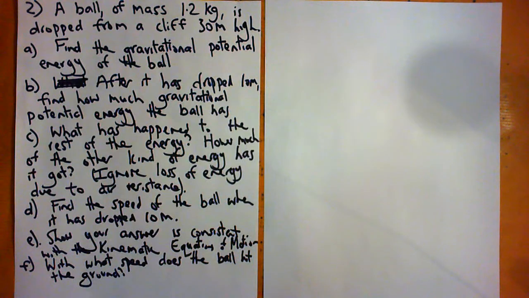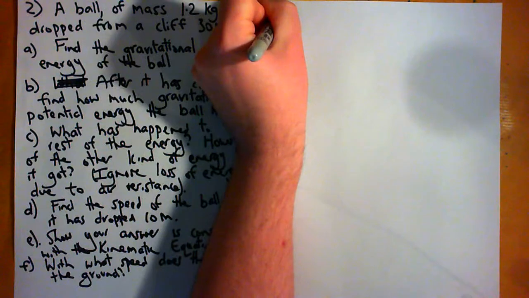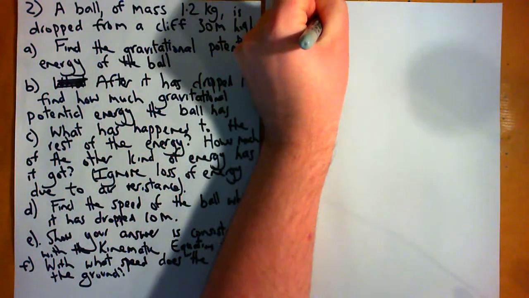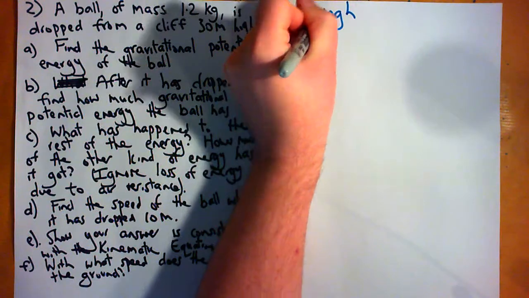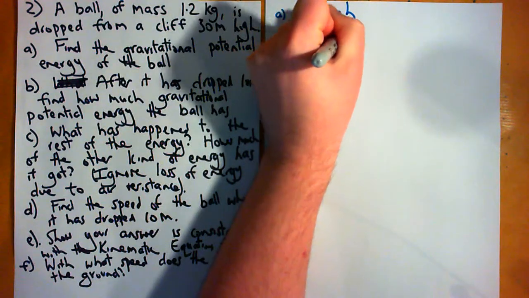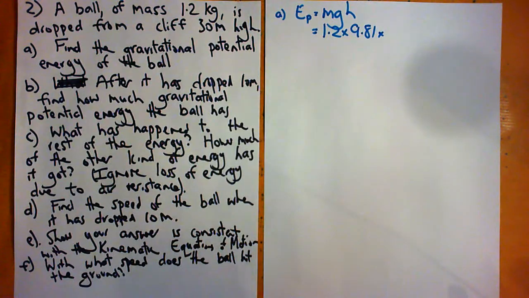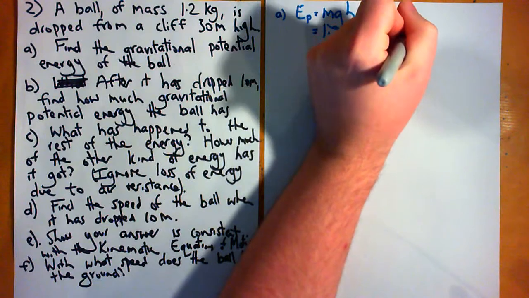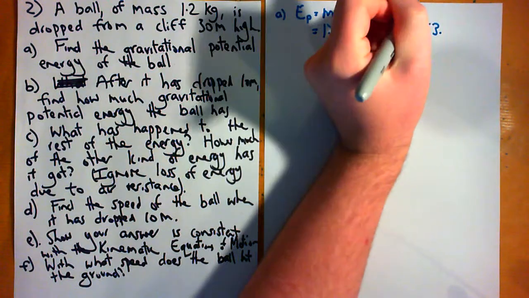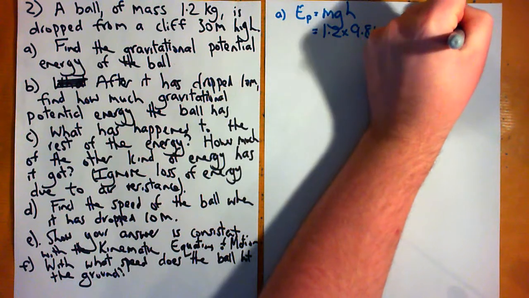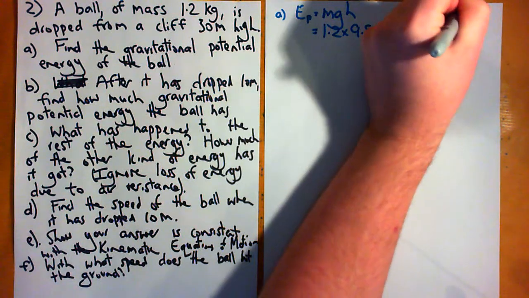Hello viewers, question 2. A ball of mass 1.2 kilograms is dropped from a cliff 30 metres high. So the first task is to find the gravitational potential energy of the ball. The formula for that is the potential energy is mass times gravity times height. The mass we're given to be 1.2, gravity is 9.81, the height is 30 metres, and if we calculate that we get 353.14 joules.